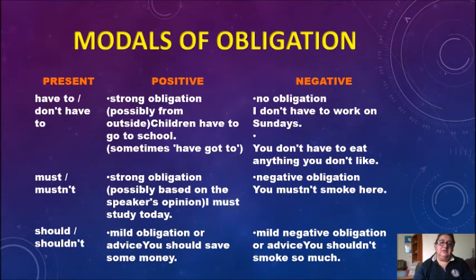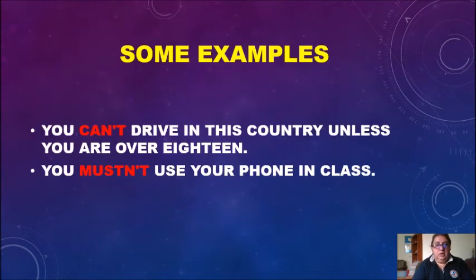And here are some examples that I want you to work on with me. You can't drive in this country unless you are over 18. And the second one is, you mustn't use your phone in class. Which one is an obligation and which one is a prohibition? Yes, you are correct. The first one is an obligation, it is a permission, but the second one is a prohibition.